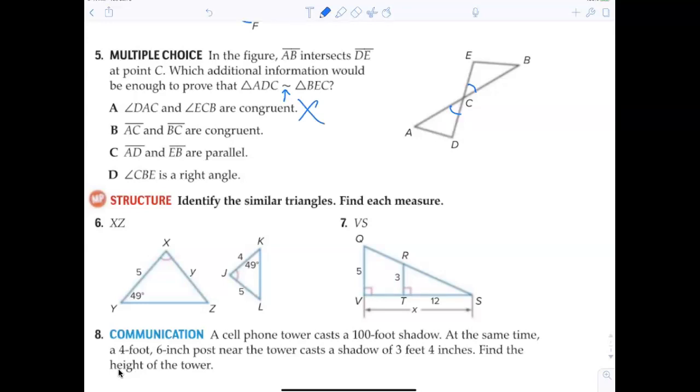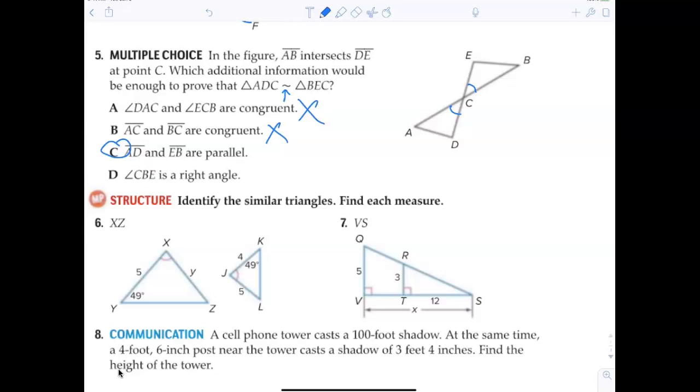Do we know anything about sides yet? No. Would it help to know that AD was parallel to EB? Yeah, because then that would create alternate interior angles. So D or C definitely. And would it be helpful if I knew CBE was a right angle?